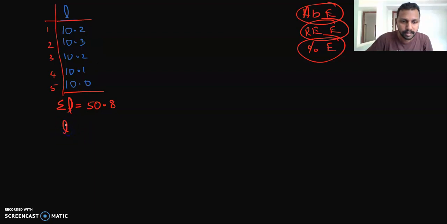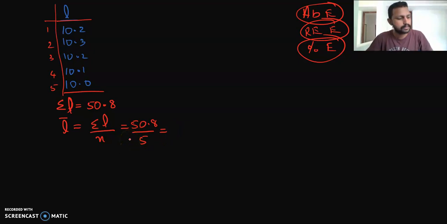That means, let me write, the mean value is written as L bar. L bar is equal to sigma L divided by N. Sum of all values 50.8 divided by N, that is 5, and we will obtain 10.16. This is our L bar value, and I am rounding this off.